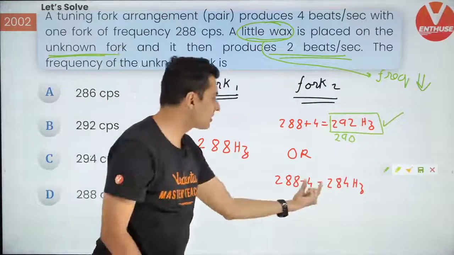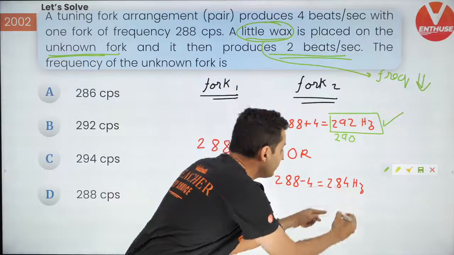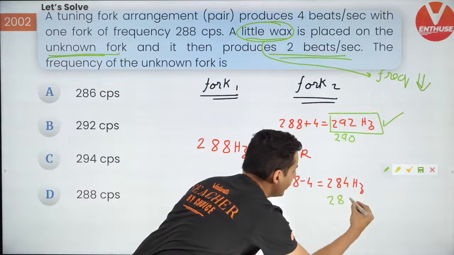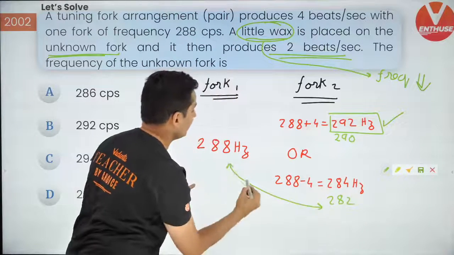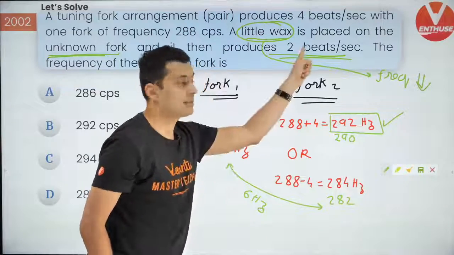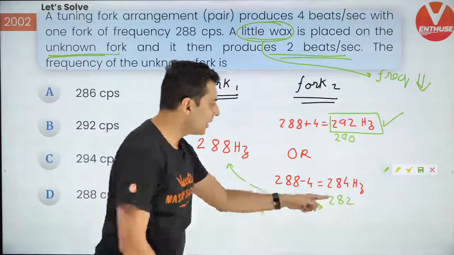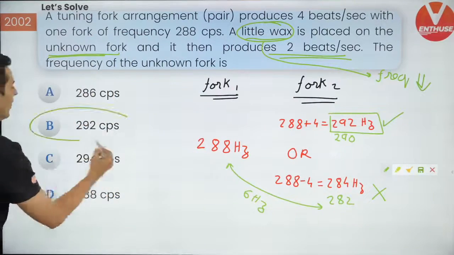But if you choose 284 to be your answer, suppose that frequency goes down, let's say to 282 hertz, then what will their difference become? Their difference will become 6 hertz. But that is not the beat frequency. The beat frequency is 2 hertz. So hence, this will not be the answer. I hope that makes sense why it should be 292.